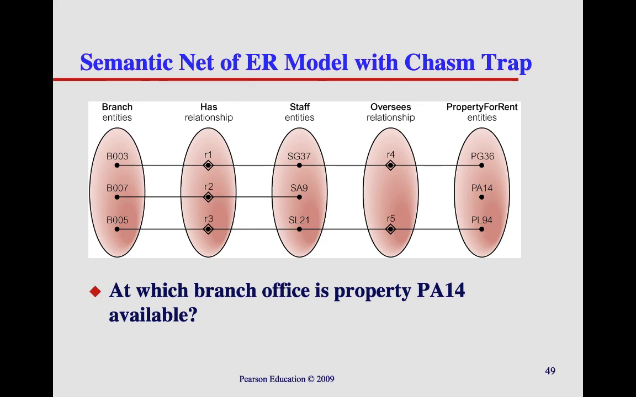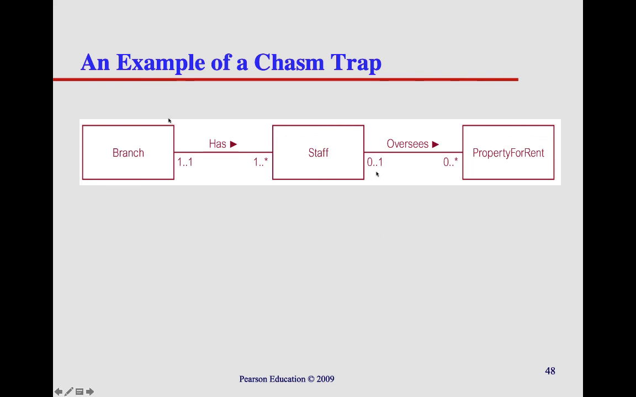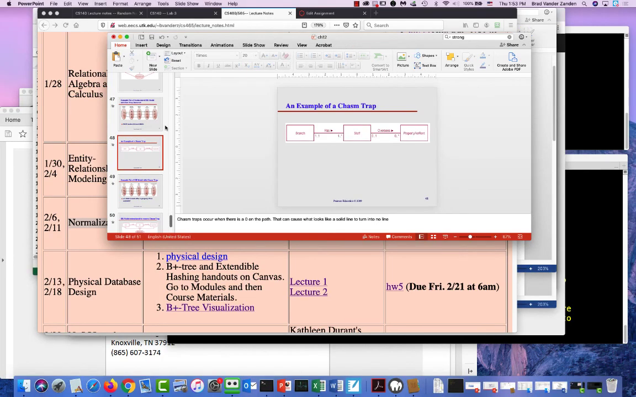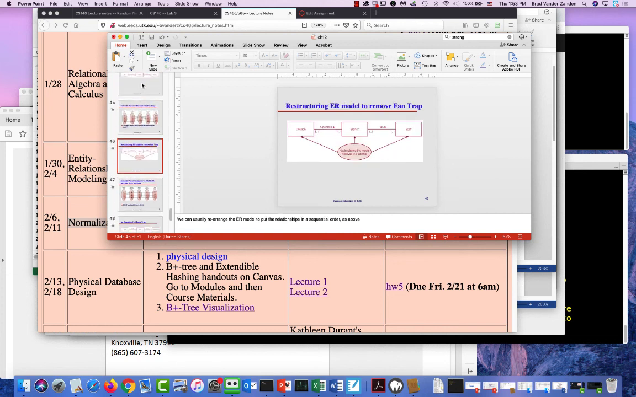Okay, what is the problem? The problem is right here with this 0. It looks like all the way there is an unbroken path, but this 0 right here breaks the connection. So that's the problem in a chasm trap situation. There is a 0 in the participation rate. So chasm traps occur when there is a 0 in the participation rate on what appears to be an unbroken path.